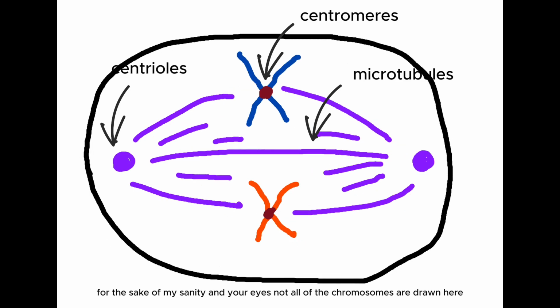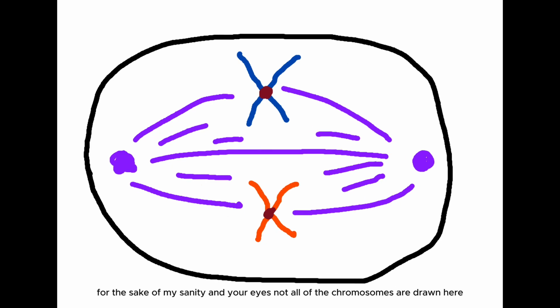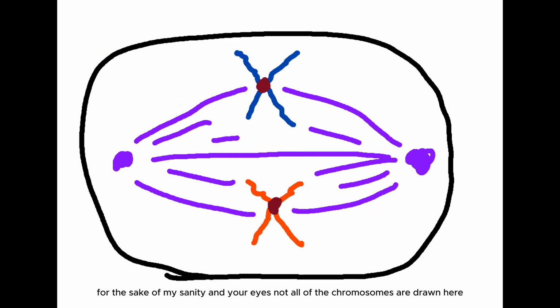Before the anaphase, the cell undergoes a spindle assembly checkpoint to ensure that all chromosomes are properly attached to the microtubules and aligned correctly. This step prevents errors in chromosome separation, reducing the risk of uneven chromosome distribution.